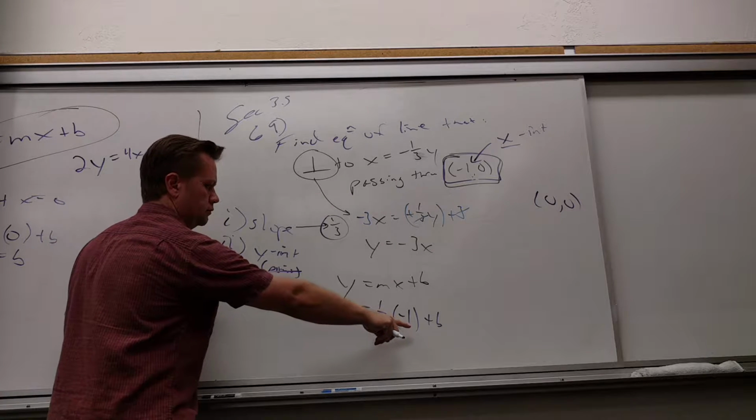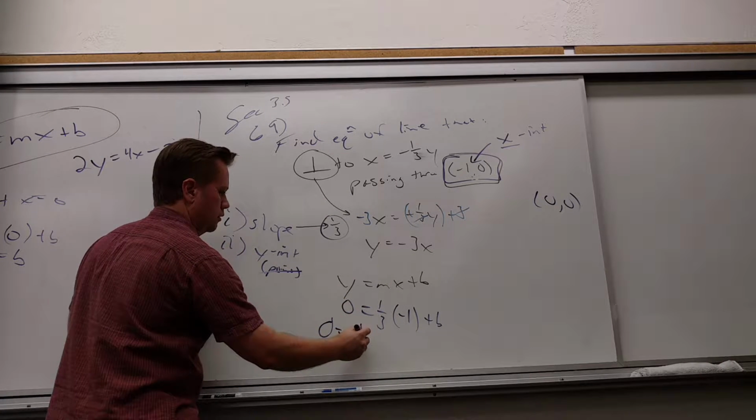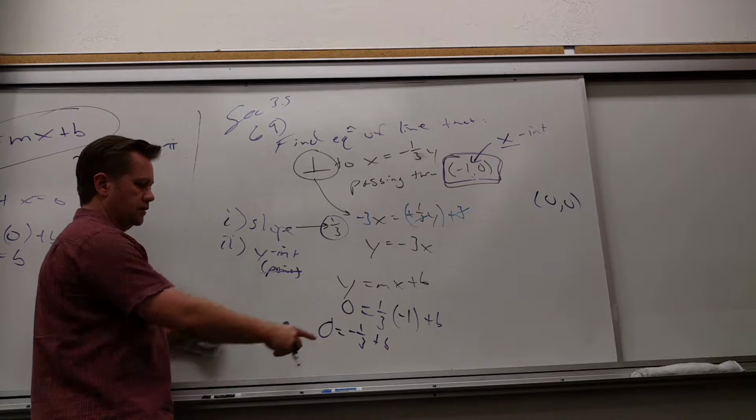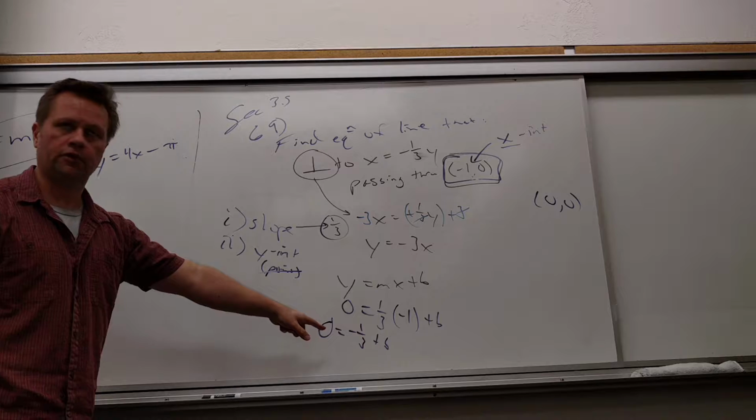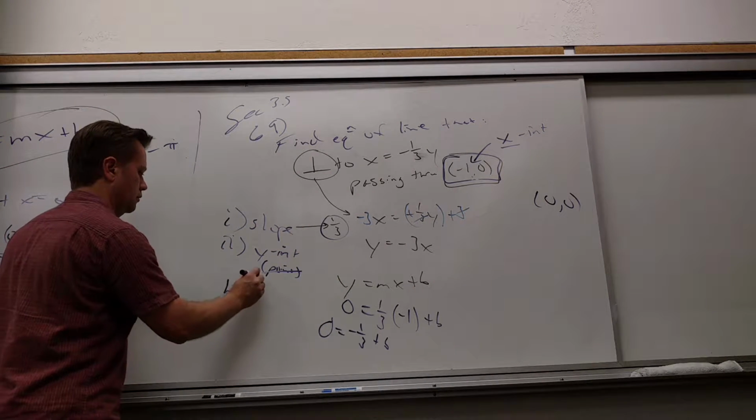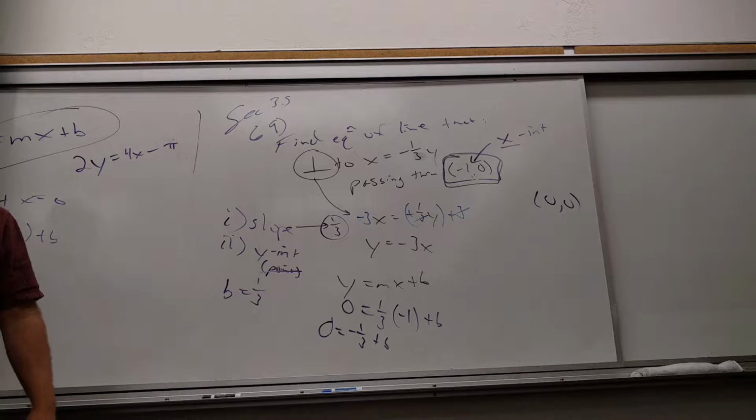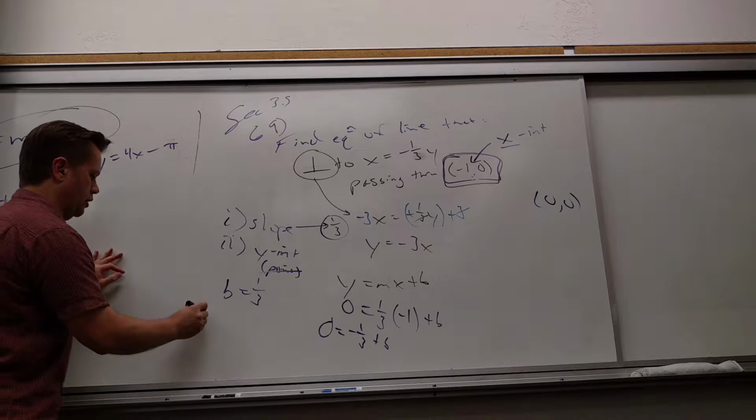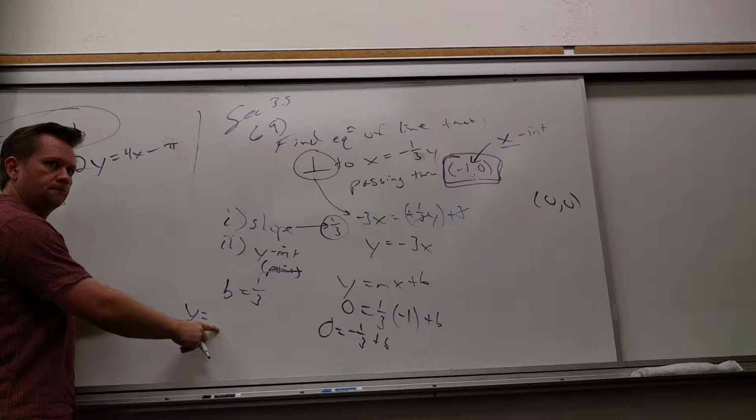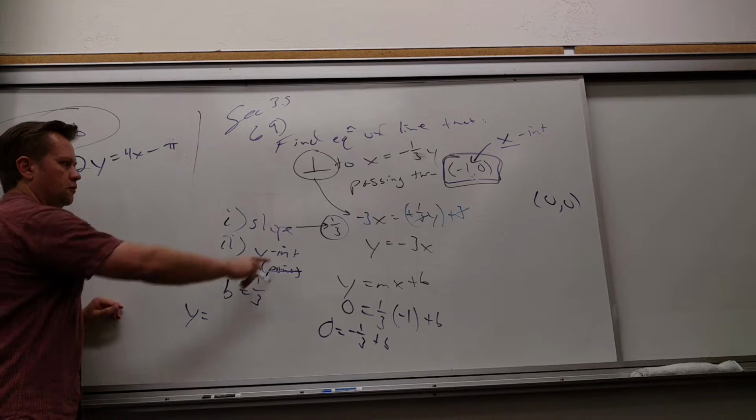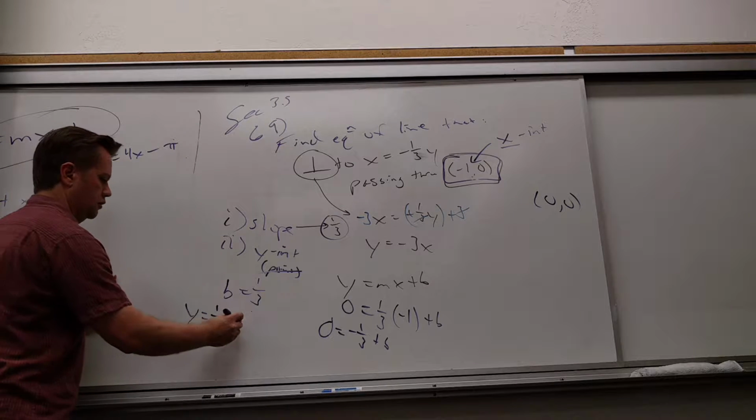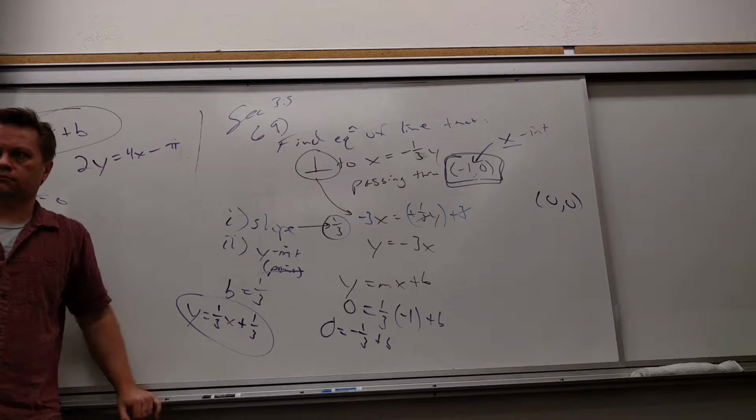So how do I get b? Divide by 2? No. Multiply by... No, it's not multiplication, is it? How do I get rid of the -1/3? You add it. Add 1/3. Yeah. So I get b is 1/3. So what's my equation? Y equals mx plus b. What's m? M is 1/3. What's b? 1/3. Bang.